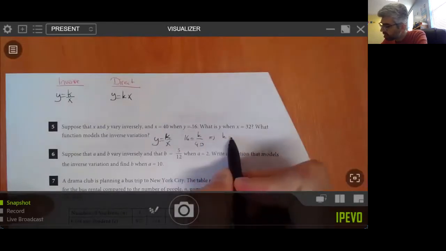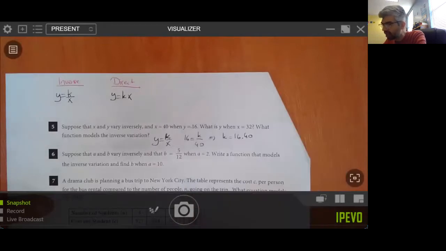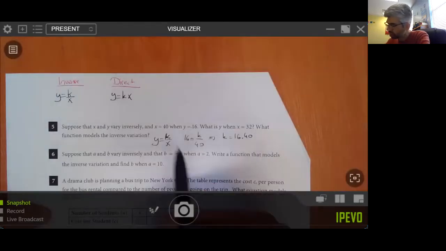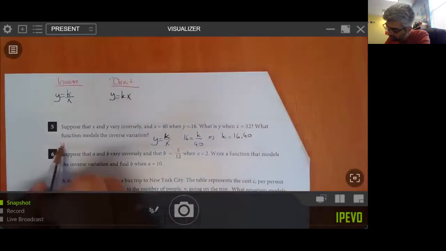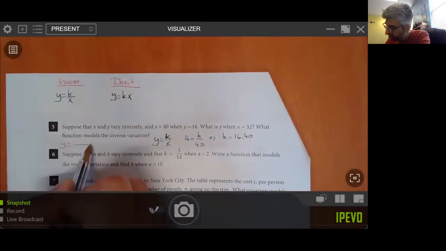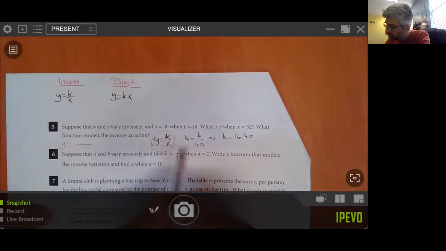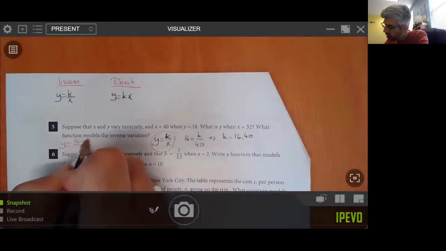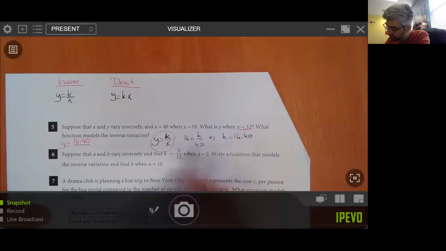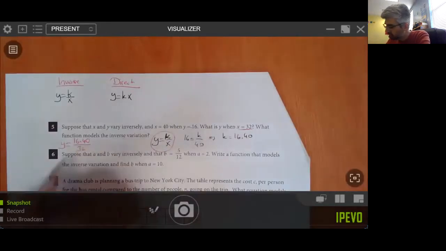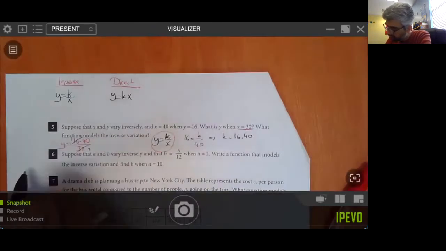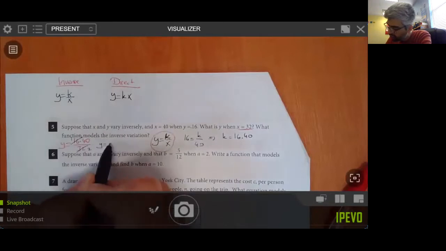K is 16 times 40. I don't multiply it because most probably I will have simplification. What is y? Now I write it again. Okay, now I use the red color. Y, so again I use this one, k over x. But k, I know, 16 times 40. When x is 32, I write 32 for x. And you see here, I can simplify 16 and 32, 2 and 1, and 40 over 2, y equals 20.